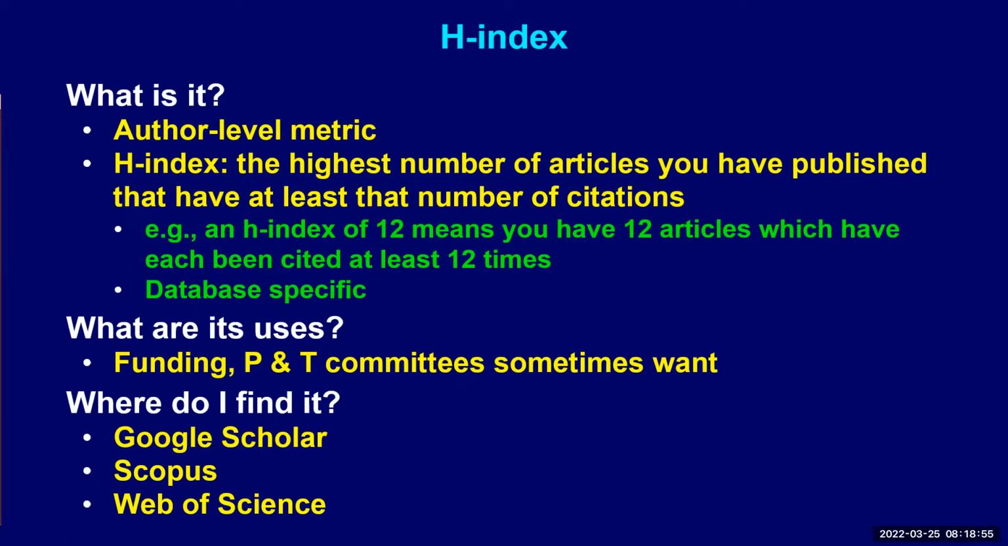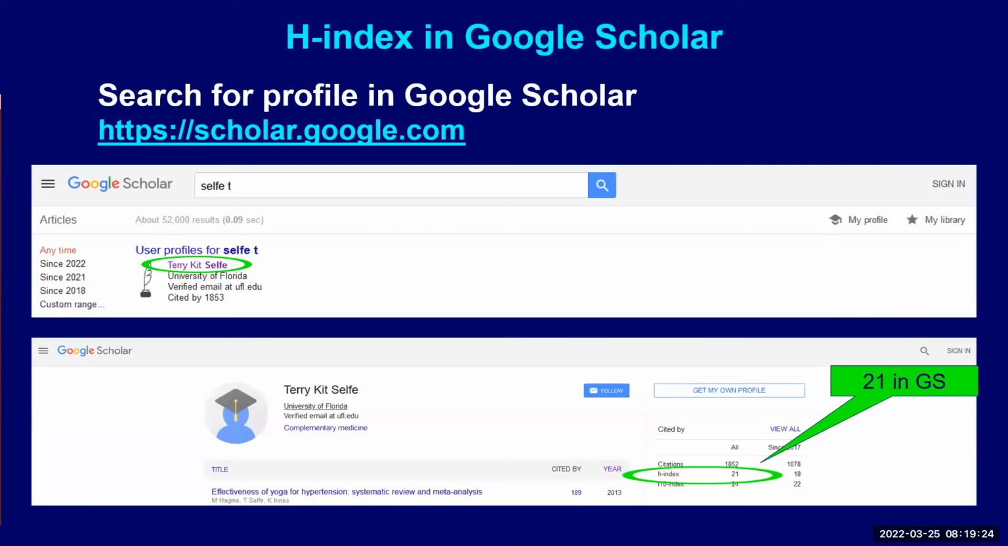And as an author level metric, you can use this to tell your scholarship narrative in promotion and tenure packets, grant applications, and similar items. This metric, again, is database specific, so your H index can be different in different sources. And we're going to look at some examples.